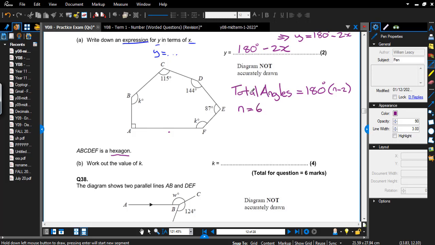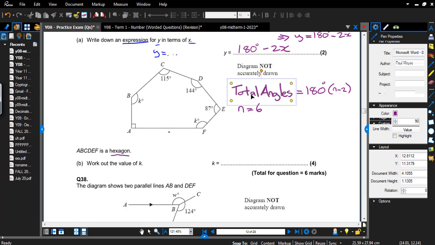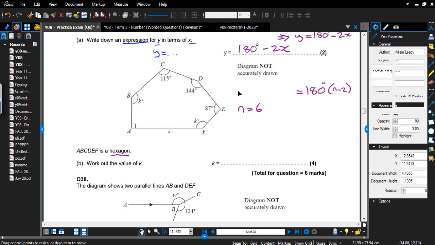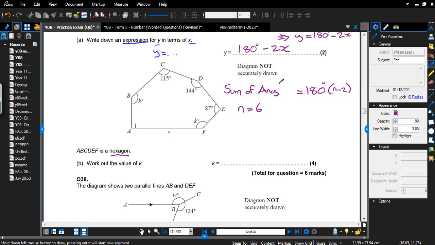I should say the sum of angles, the internal angles, to be more accurate. So the sum of the angles equals 180 times n minus 2. So it's 6 minus 2. That's 4. That's 720 degrees.